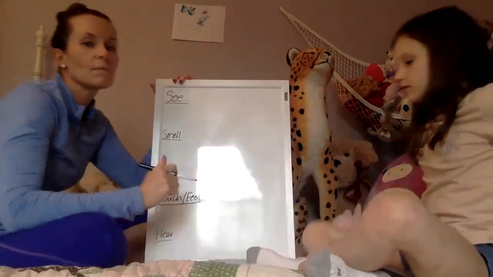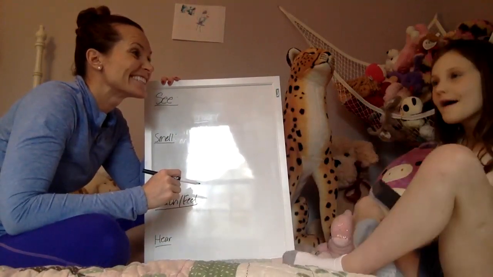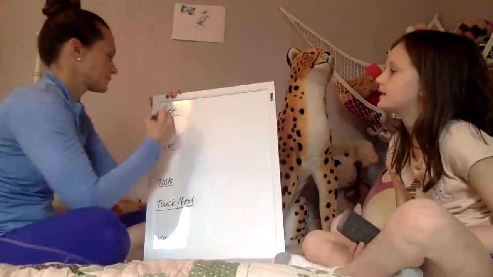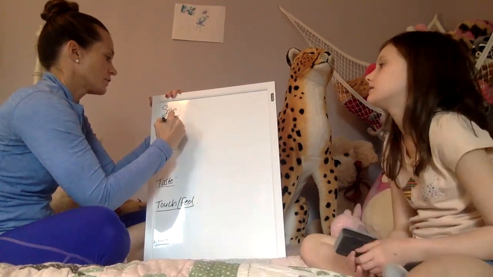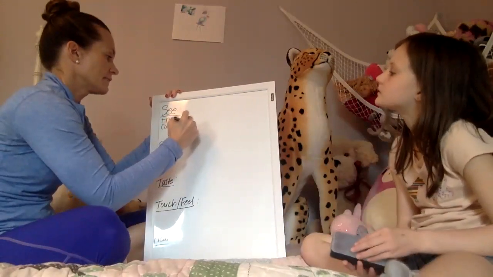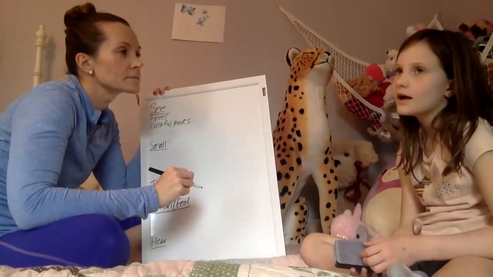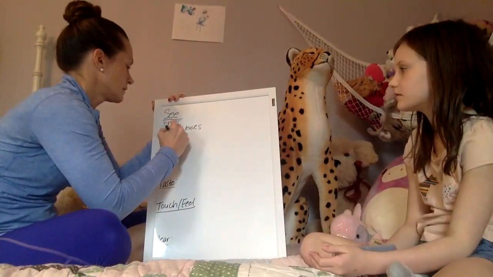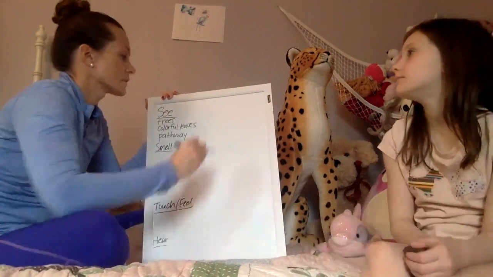Madison, tell me some things that you saw on this hike. I saw a lot of trees and a lot of colorful leaves. She saw trees. She saw colorful leaves. Okay, what else? I also saw a pathway. Okay. What else? A road. What else?